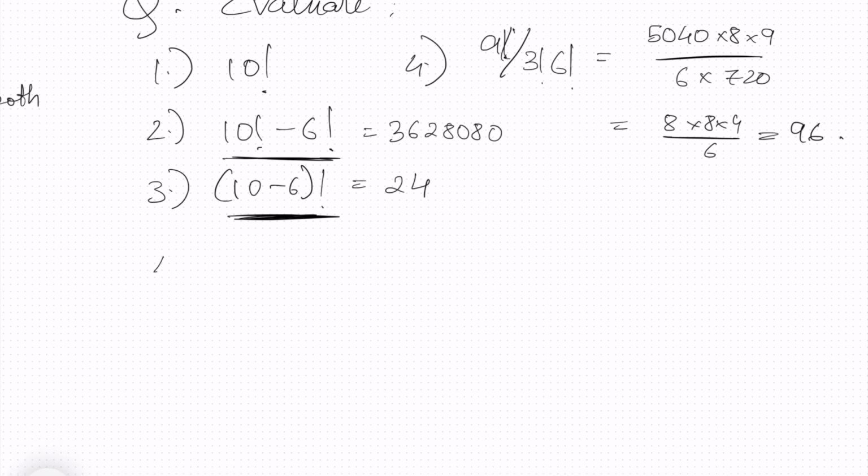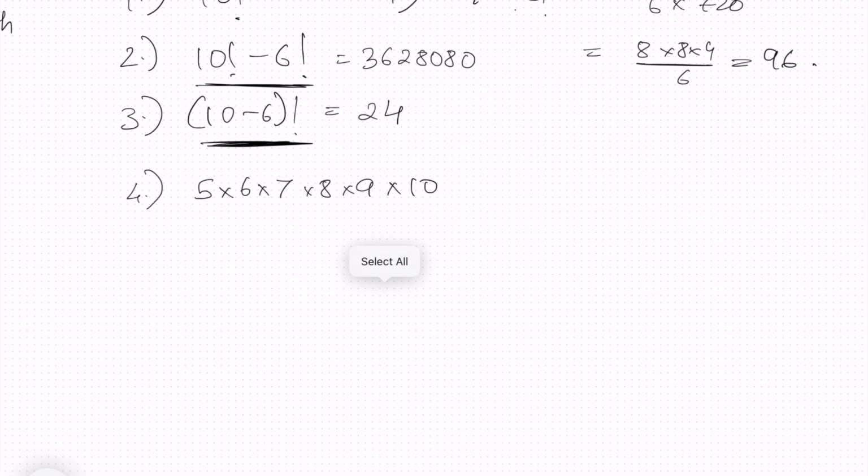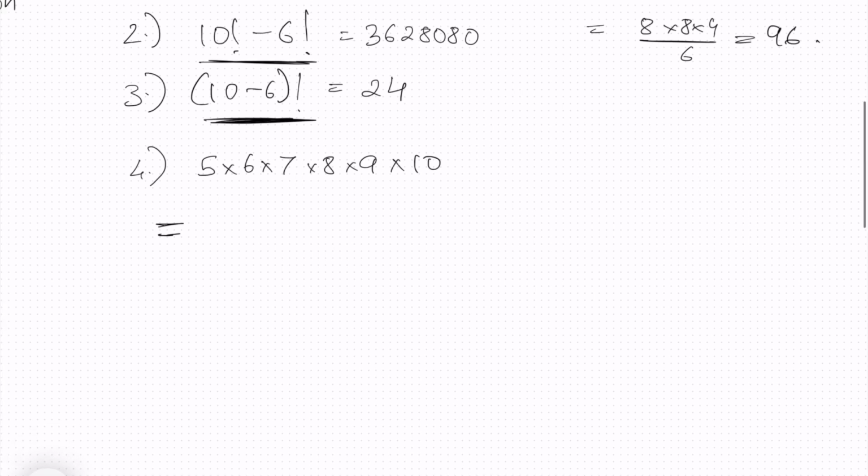A slightly different question. Write the expression 5 into 6 into 7 into 8 all the way up till 10 in terms of factorials. So obviously you can see that this can be the formula of 10 factorial, but some of the first terms are missing. So what terms are missing?